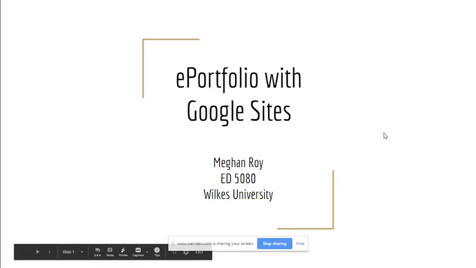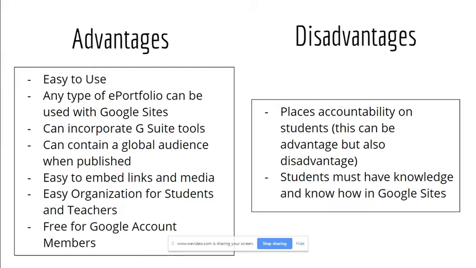ePortfolios with Google Sites. Advantages of using ePortfolios with Google Sites include it's easy to use. It can be used with any type of ePortfolio, including representative, developmental, and reflective. It can incorporate G Suite tools. It can also reach a global audience when published. It's easy to embed links and media. It's easy for organization for students and teachers, and it's also free for Google members.